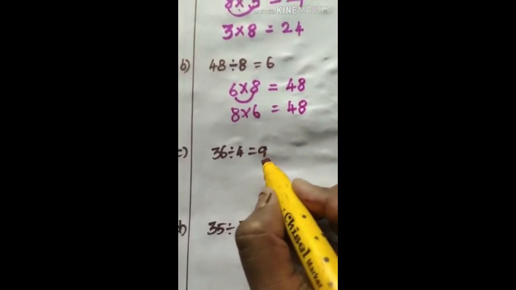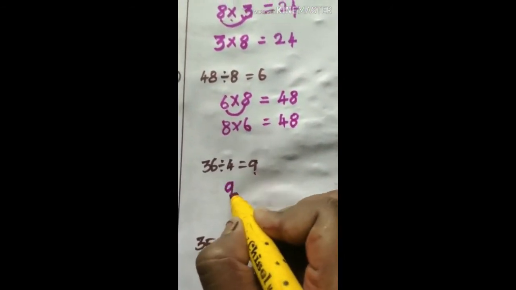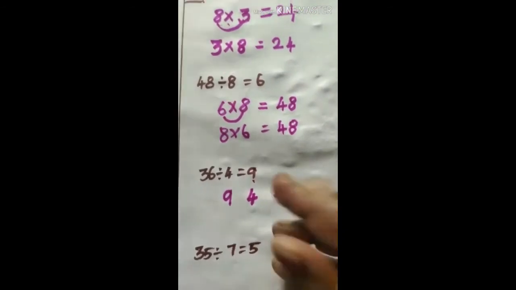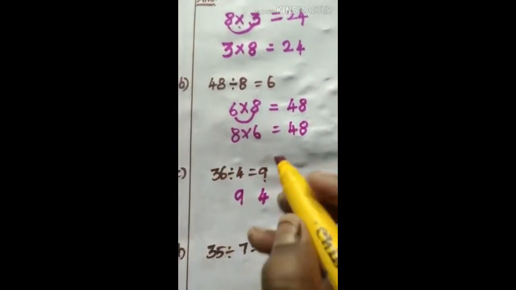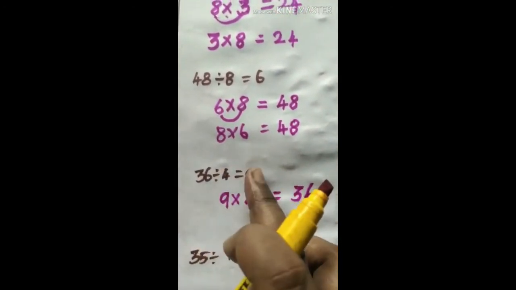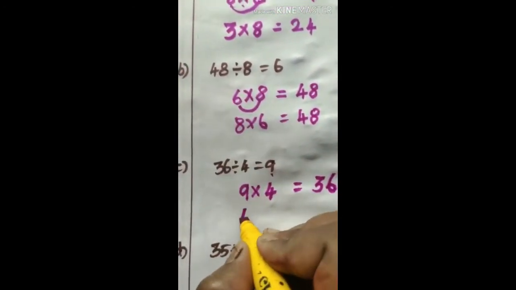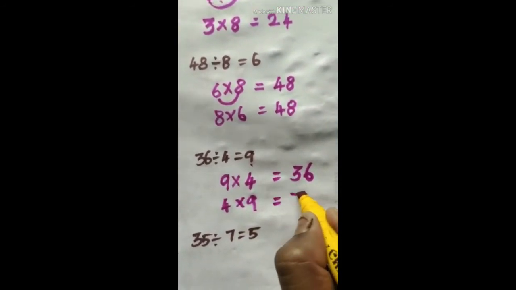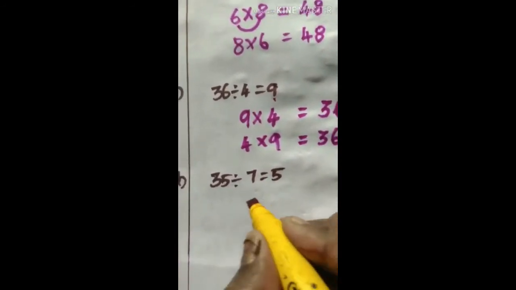Next see the sum. 36 divided by 4 equal to 9. Here 9 4s equal to 36. See, when multiplying 9 into 4, the answer is 36. So 9 4s are 36. Next we change the multiplicand and multiplier. 4 into 9. 4 9s are also 36. This is the way to write the multiplication facts.